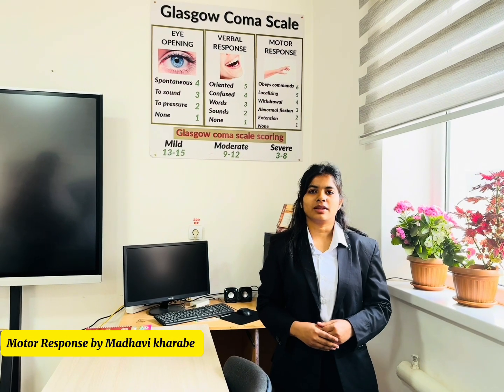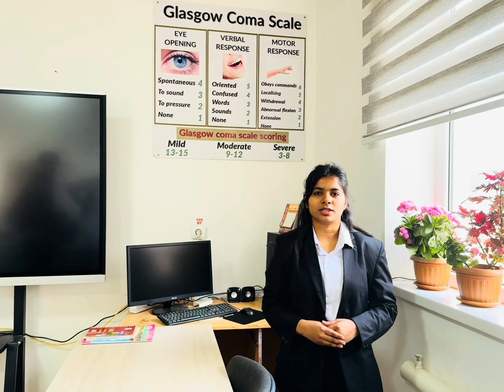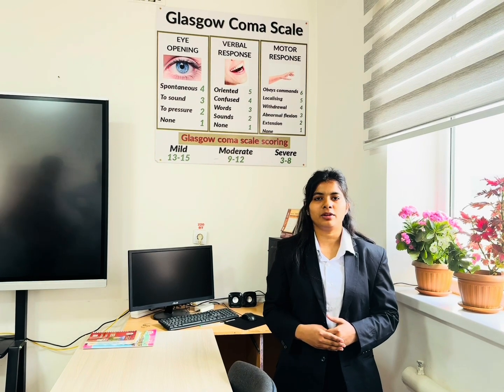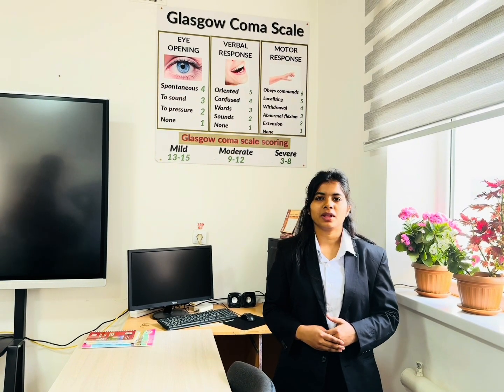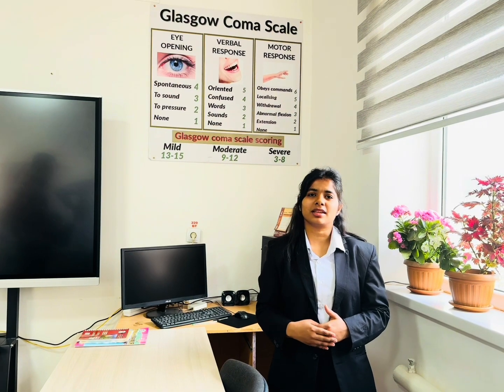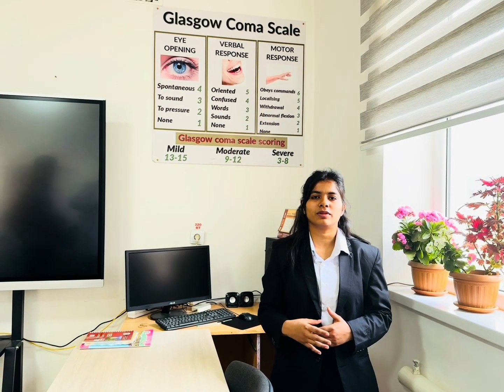Glasgow Coma score, in which I am going to explain motor response. It is assessed with the help of the patient's ability to move in response to stimuli. It is scored from 6 to 1. Score 6 is the highest score and 1 is the lowest score.